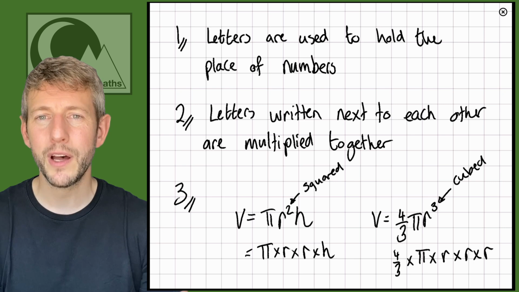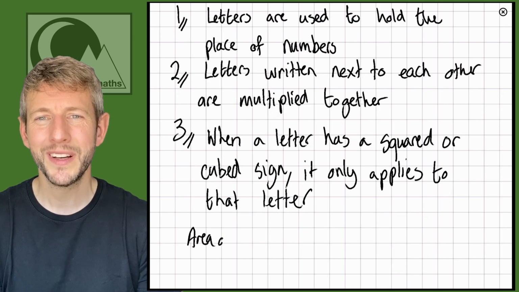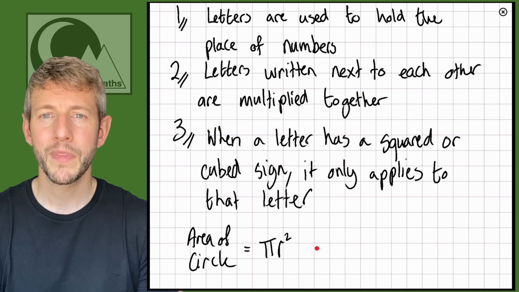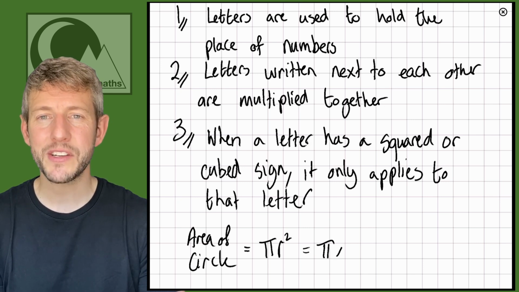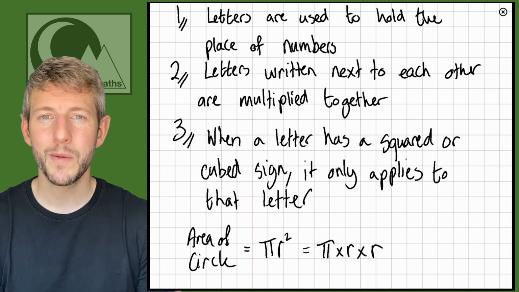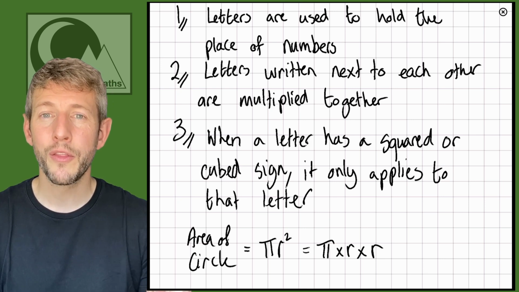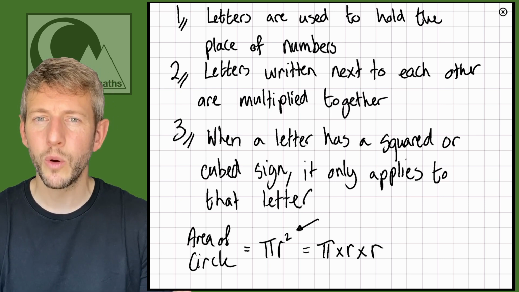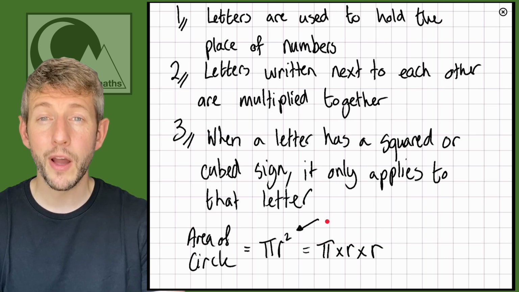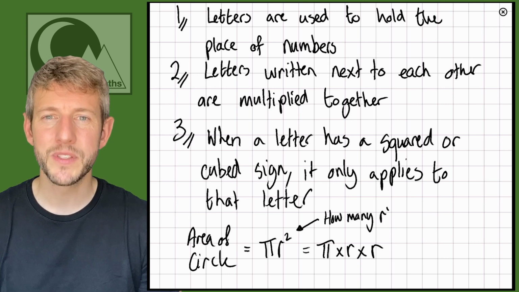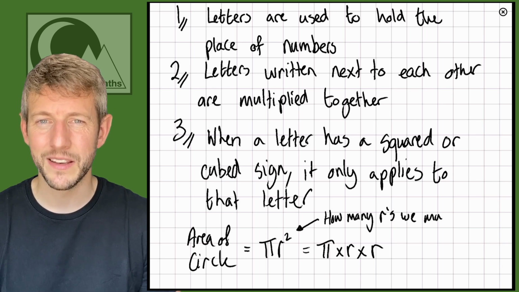You might remember from the area of a circle, if I write this down, the area of a circle equals pi r squared. This formula actually means pi times r times r. So remember, that little 2 or that little 3 only applies to the letter that it's connected to, and subsequently the number that's replacing that letter.